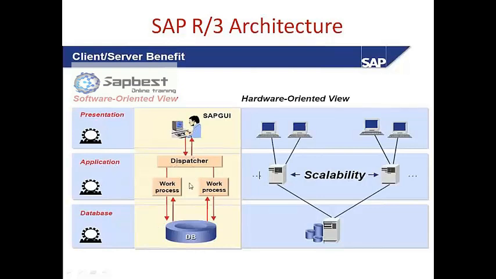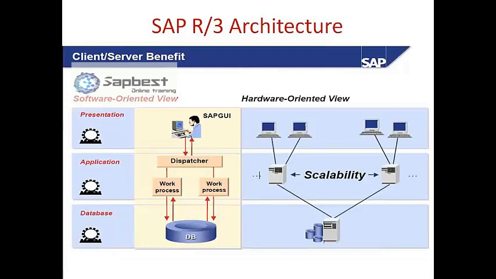Okay, so this is a 3-layer architecture. That's why we call it R3, 3-layer. So you will be interacting with the database or the server via the application server. Every user will be, so this is only one person here, but you can have 500 people here interacting with the database server via the different application servers. That's how it really works behind the screen.